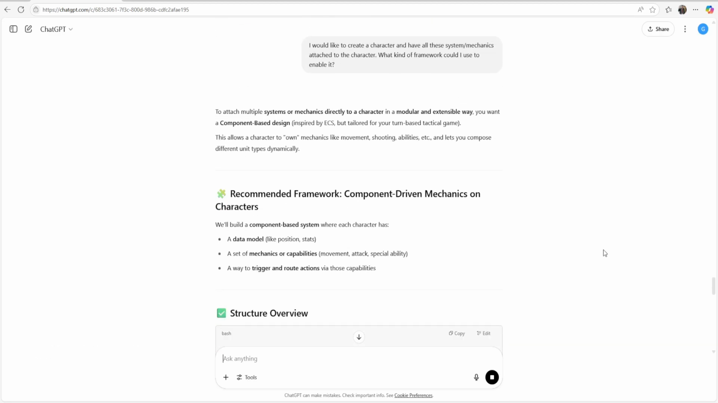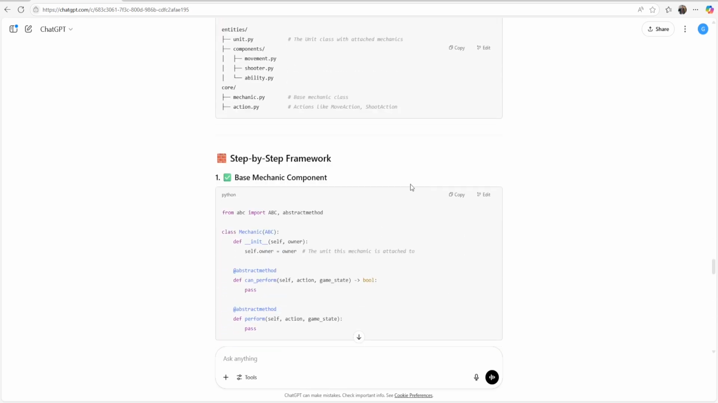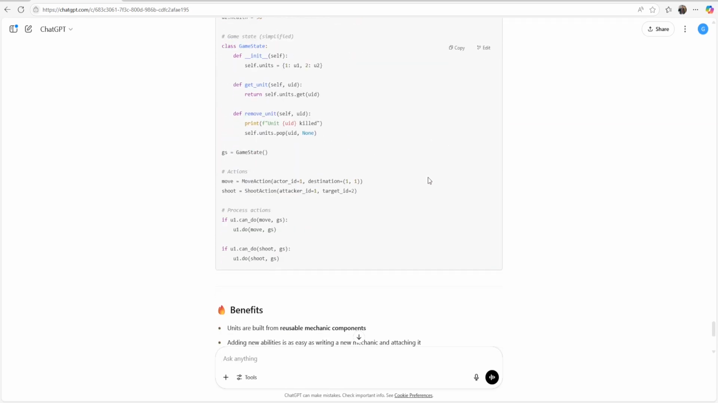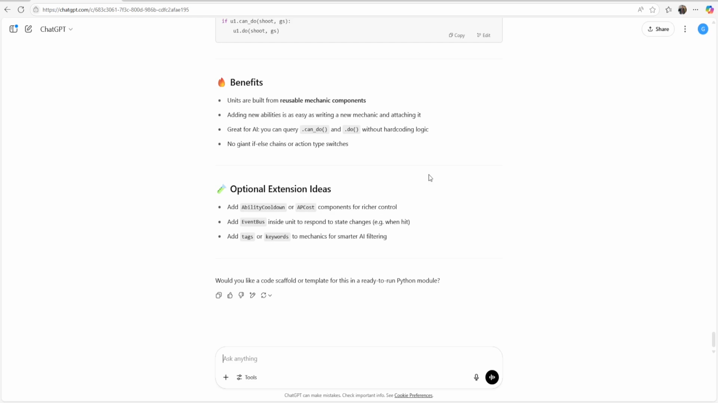Okay, so now we are getting somewhere that we think is more appropriate. So its idea is this component-based design inspired by ECS, entity component system. Let's see how it works. Okay, right now it's already giving a lot of code, which is not really my goal now. Let's try to see if we can get other alternatives and a comparison between them.